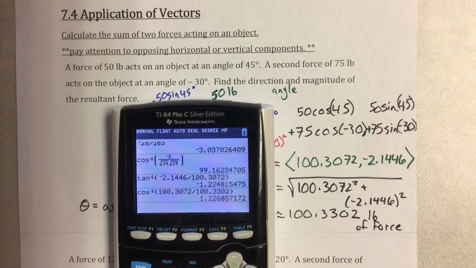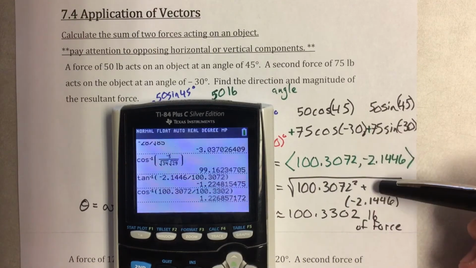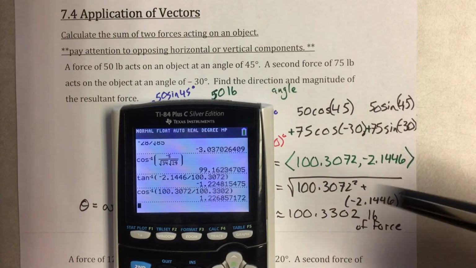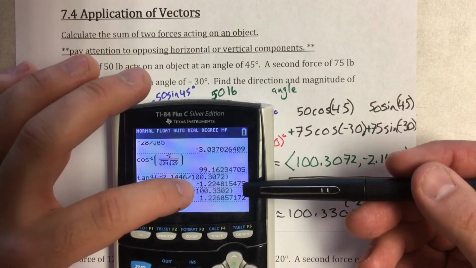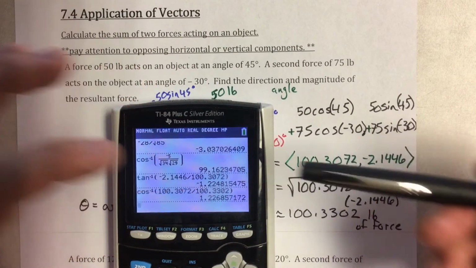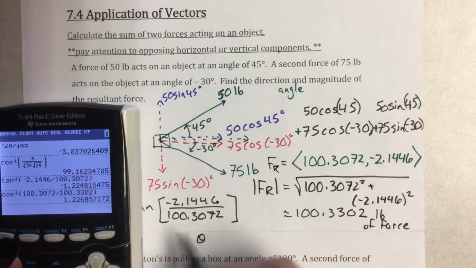So thinking of what quadrant we would be in, our components say go right and then down, those are the components of our resultant. So if you think of quadrants, that would take us to the fourth quadrant. So our answer would be negative 1.2248 degrees. So we are in quadrant 4.